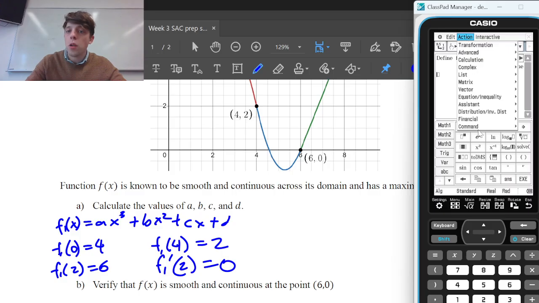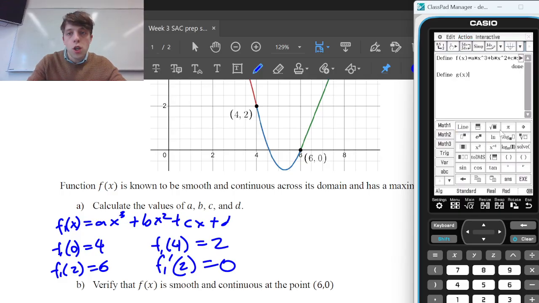Second thing I need to define is the derivative function. So I'm going to go again, Action, Command, Define. I'm going to define g(x). So we want g(x) to be equal to, well, what's the derivative of this first function? We could do that using the CAS, but I'm going to do it manually. So it's going to be 3 times a times x squared plus 2 times b times x plus c.